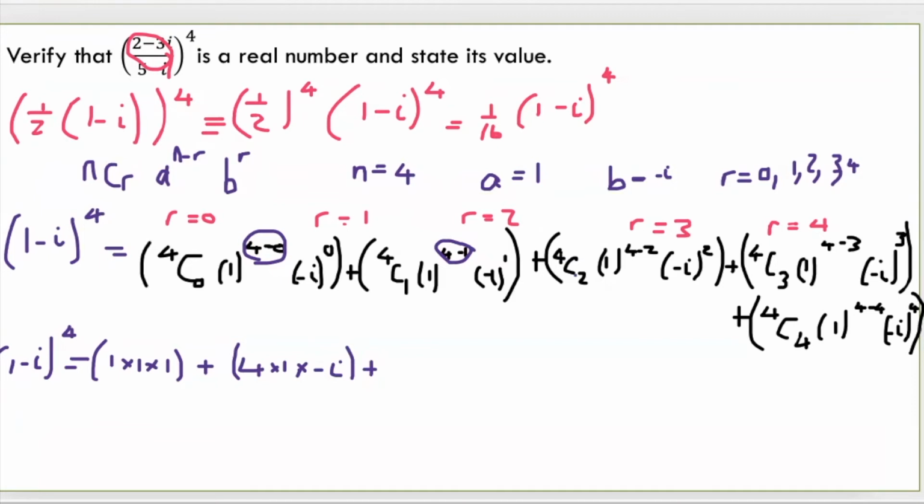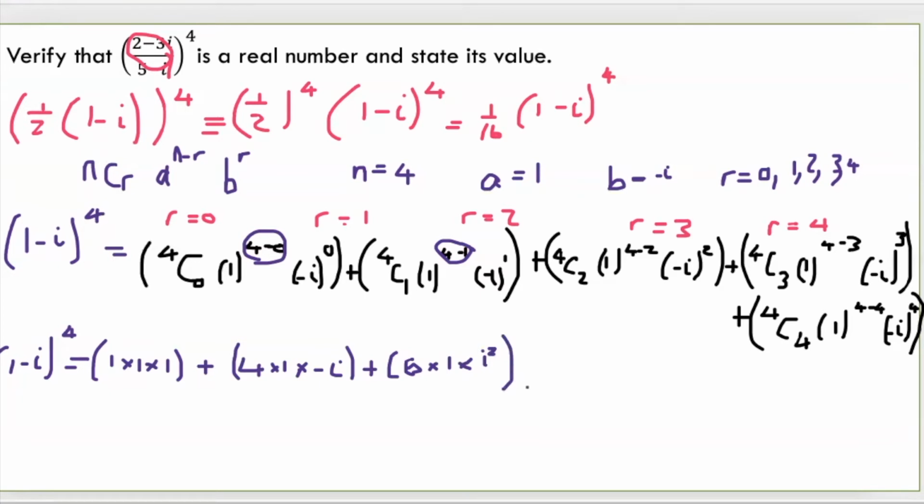Now 4C2, so having 4 nCr 2 in your calculator, that gives you 6. And then 4 minus 2, that's 2, but 1 squared is just 1. So here I'll have a 1. Minus i squared, that will give us positive. So you square it, so it becomes positive i squared.